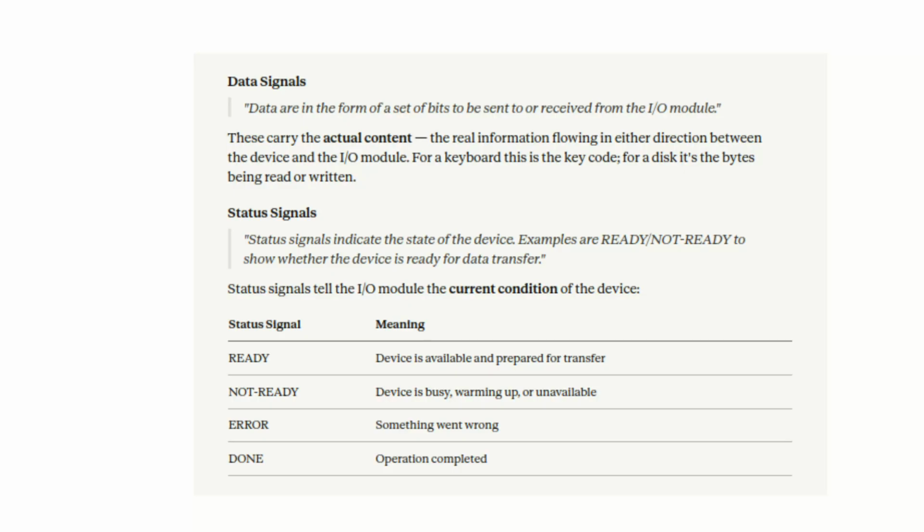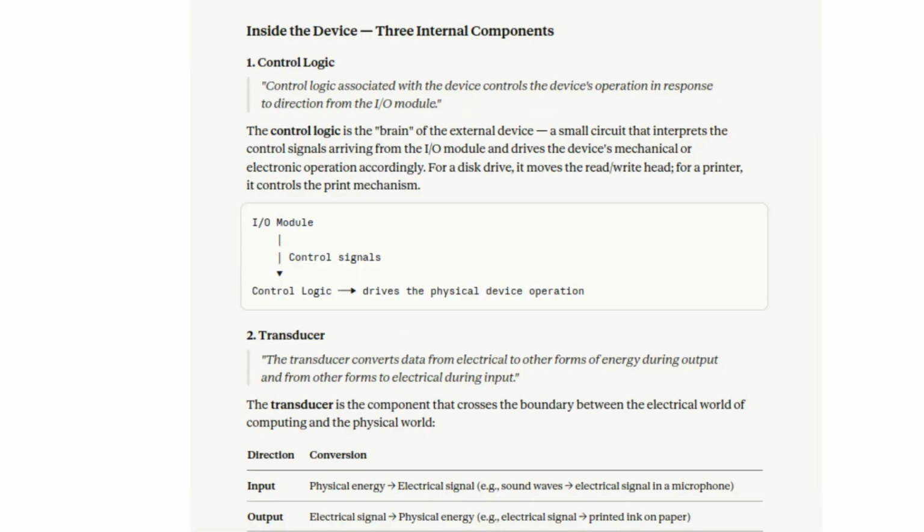If the device is available and ready to do any transferring operation, it will give the ready status signal. If the device is not ready, meaning it is busy or unavailable, then the not ready signal would be given. If any error occurs, then error signals will be given. And if a done signal comes, it means that the operation given to the device has been completed. That is what the done signal means.